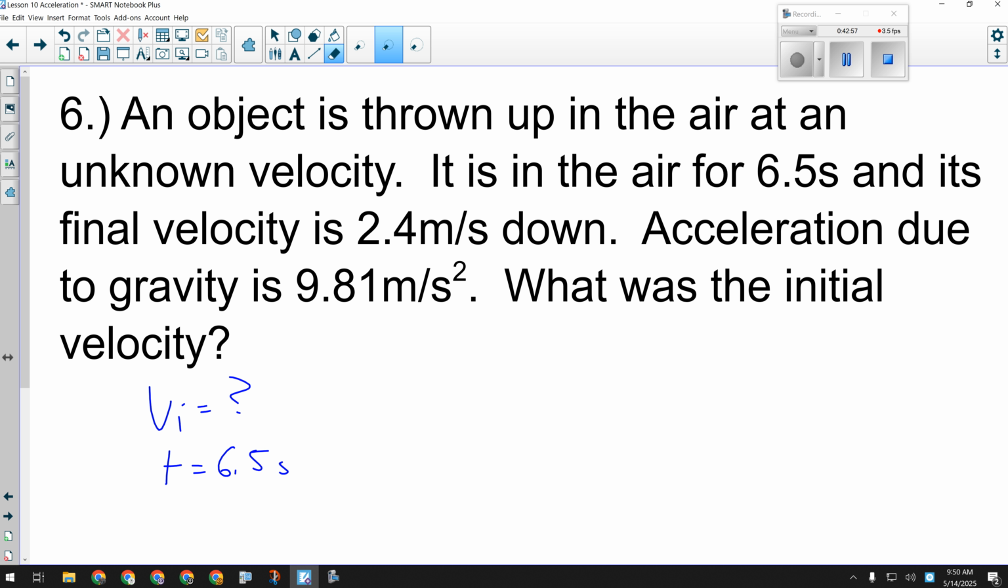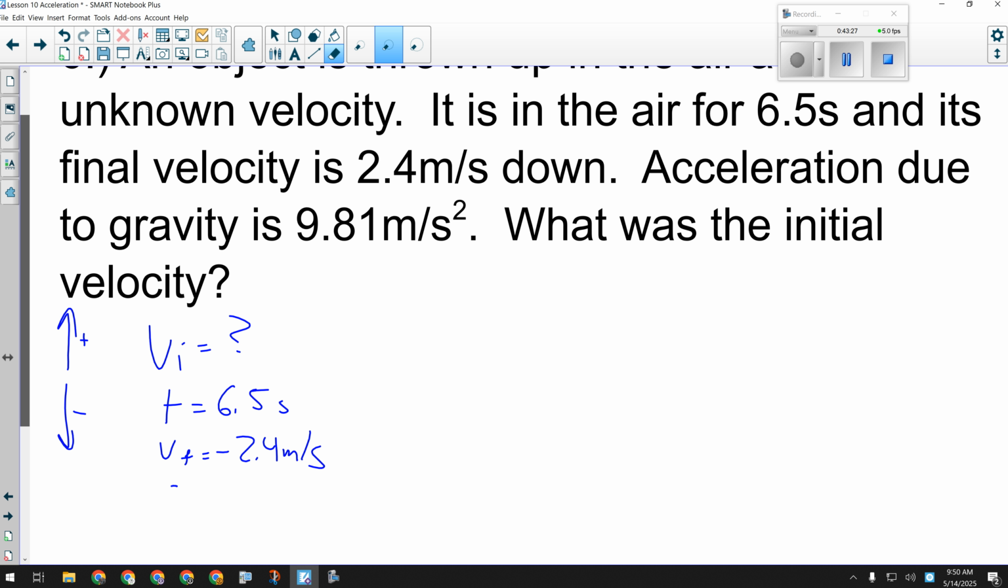Okay, its final velocity is 2.4 meters per second down. So I'm going to go up, positive, down, negative. I'll write here that VF is negative 2.4 meters per second. Acceleration due to gravity, which is of course what's affecting it, is 9.81 meters per second squared. Which way does gravity pull? Down. So we have acceleration being negative 9.81 meters per second squared.